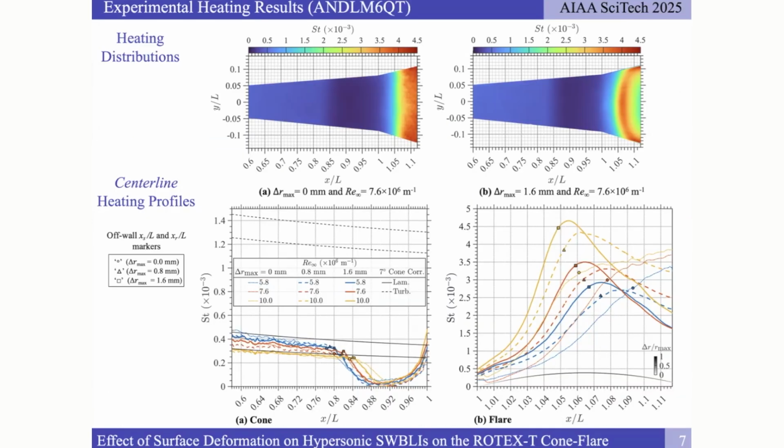Here are experimental heating results from the Notre Dame facility. You can see on the top left, no deformation results in axisymmetric flow, as you can see from the uniform heating distribution. While with a deformed panel, the flow breaks down from axisymmetric on the conical forebody to three-dimensional on the flare. Centerline heating profiles are shown on the bottom half of the slide, separated on the cone and the flare. We see that a larger deformation results in higher peak heating along the centerline on the flare.